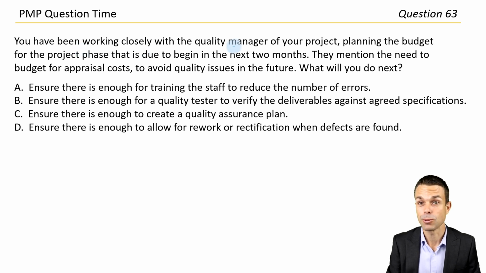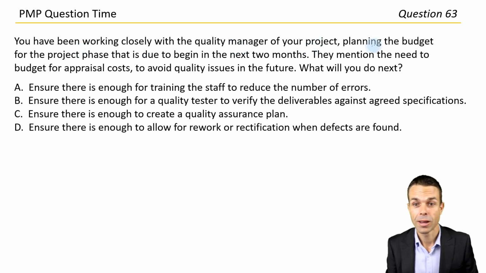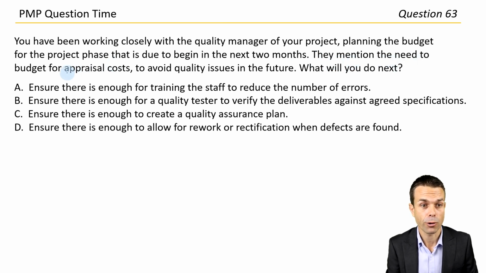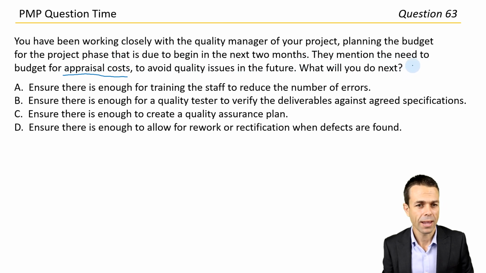You've been working closely with the quality manager of your project, planning the budget for the project phase that's due to begin in the next 2 months. Sounds like a waterfall project. They mention the need to budget for appraisal costs to avoid quality issues in the future. What will you do next?